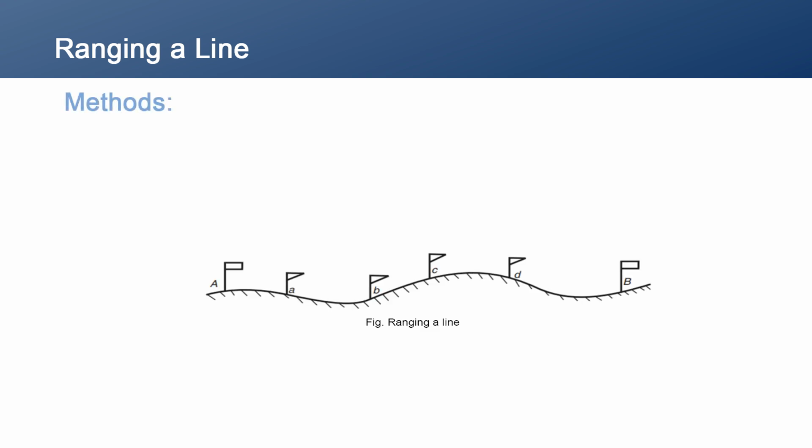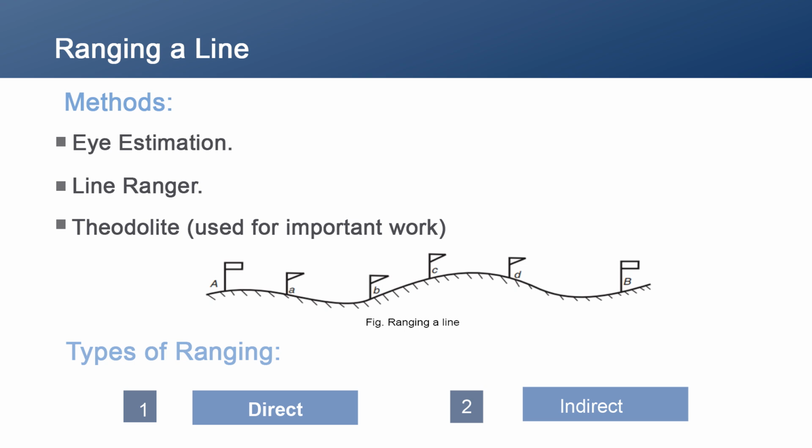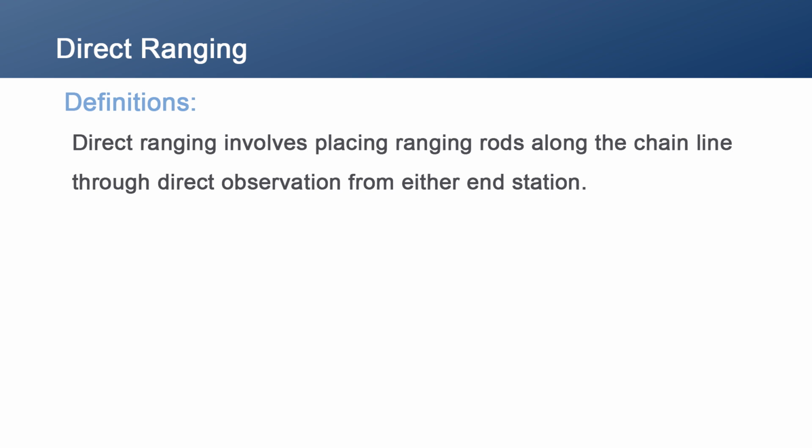So, how do you do this ranging? You can range a line by eye estimation, using a line ranger or a theodolite. Ranging is classified into two main types, direct and indirect. Direct ranging is when you place ranging rods along the chain line by directly observing from either end station. Here is how you do it.